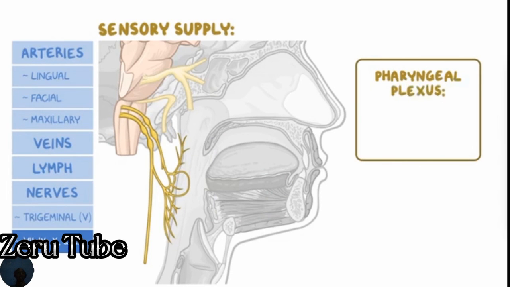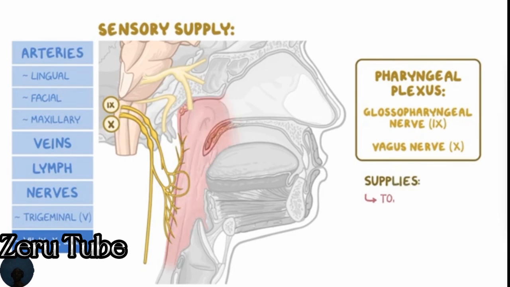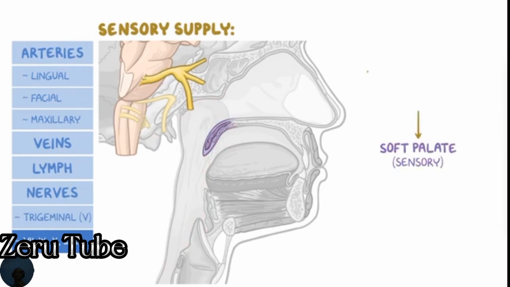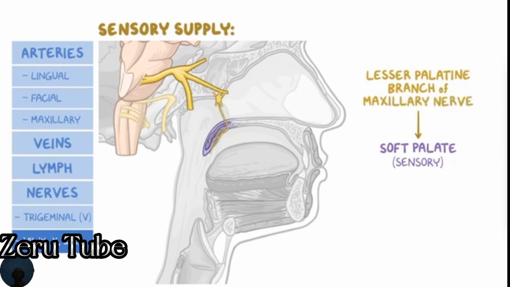Excellent. The pharyngeal plexus is a plexus which is found at the pharynx, and this plexus is a network of different nerves, that is the glossopharyngeal nerve and the vagus nerve. So the glossopharyngeal nerve and the vagus nerve give the pharyngeal plexus. This pharyngeal plexus gives innervation for tonsils and soft palate muscles, except for the tensor veli palatini, and it also gives sensory innervation for the soft palate, mainly that originated from the lesser palatine branches of the maxillary nerve. So the sensory function of the soft palate originates from the lesser palatine branches of the maxillary nerve.